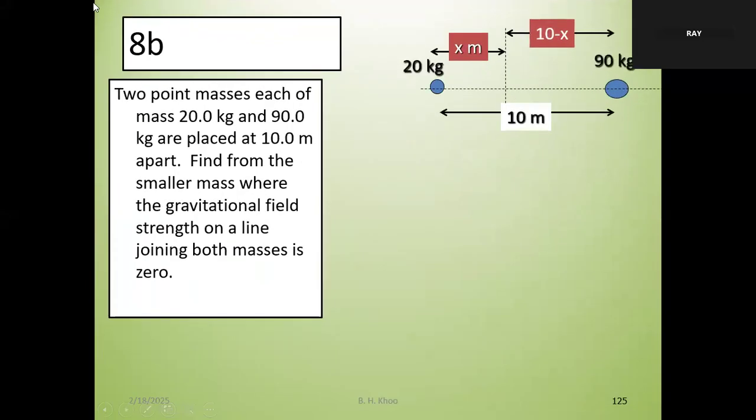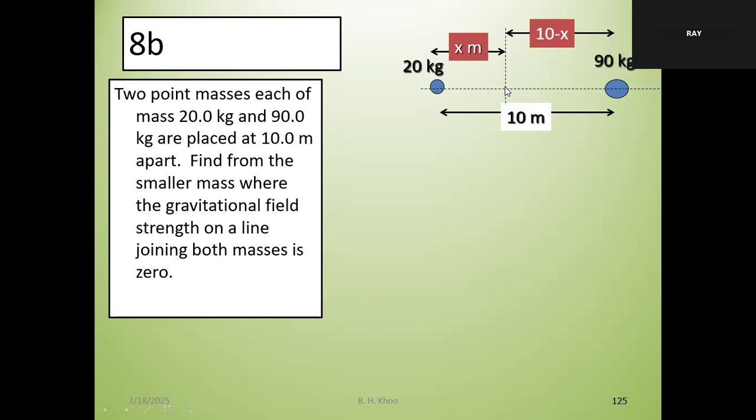Remember, we calculate this question. Question 8: 2 point masses, each of mass 20 kilograms and 90 kilograms, are placed 10 meters apart. Find, from the smaller mass, where the gravitational field strength on the line joining both masses is 0. Remember, it's a vector quantity, so it's up to us to choose which direction is positive; the other should be negative.